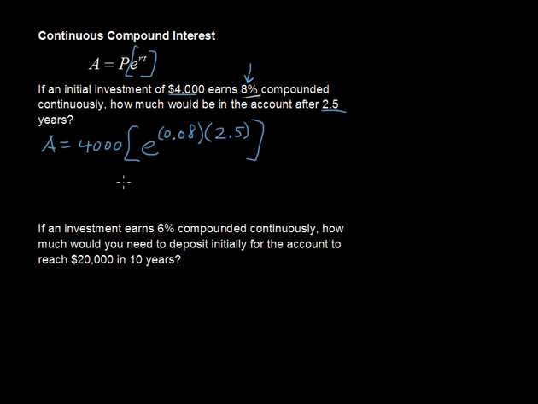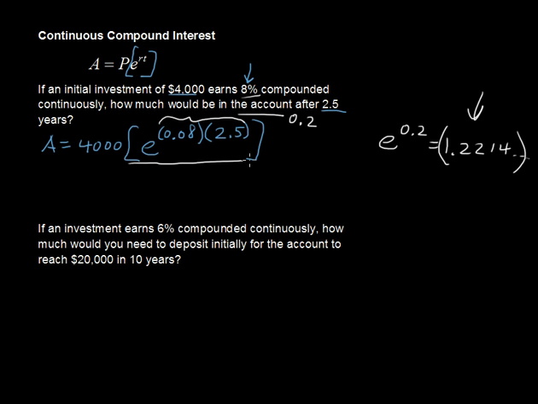And now we operate on that. Well, we perform the exponents first, and before we can perform this exponent, we need to see what this is. What is 0.08 times 2.5? Well, that comes out to be 0.2. So I'd raise e to the 0.2 power. Now e to the 0.2 power is approximately 1.2214, and it goes on and on. But this is what we will be multiplying by 4,000. So I've just calculated this part right here.